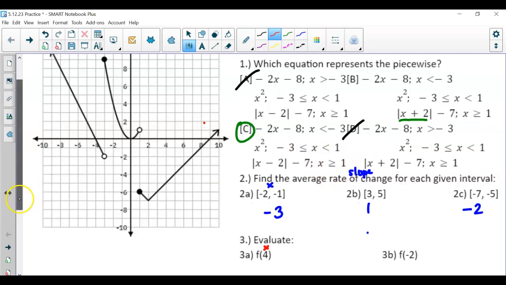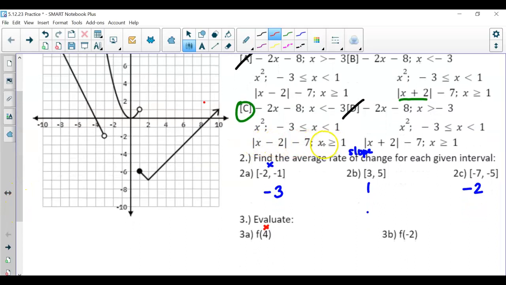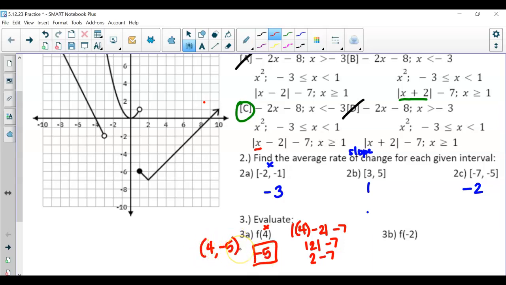Yes. So we are using this third step here, this third piece. Here we have the absolute value of x minus 2. Well, x is 4. So 4 minus 2, then minus 7. So here I've got the absolute value of 2, which is just 2. And 2 minus 7 is negative 5. So f of 4 is negative 5. Now, this means that the point x is 4 and the output y is negative 5.